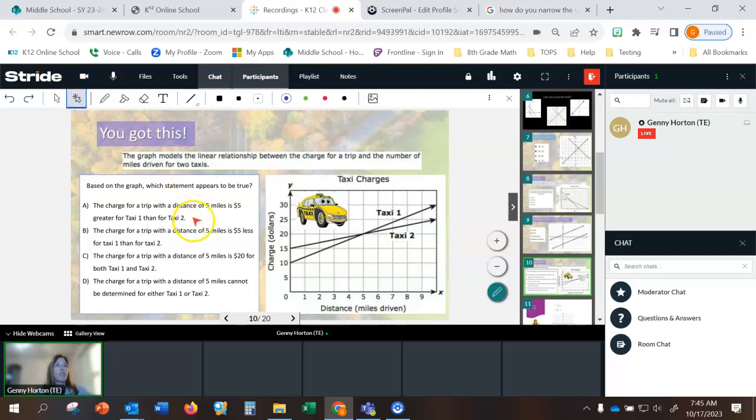So let's look. The charge for a trip with distance of 5 miles is $5 greater. No. It's the same at 5 miles. The charge for a trip with a distance of 5 miles is $5 less. Again, no, it's the same. The charge for the trip with a distance of 5 miles is $20 for both taxi 1 and 2. Absolutely, that is it. If you look at D, the charge for a trip with a distance of 5 miles cannot be determined. Yes, it can. We'll read the graph.